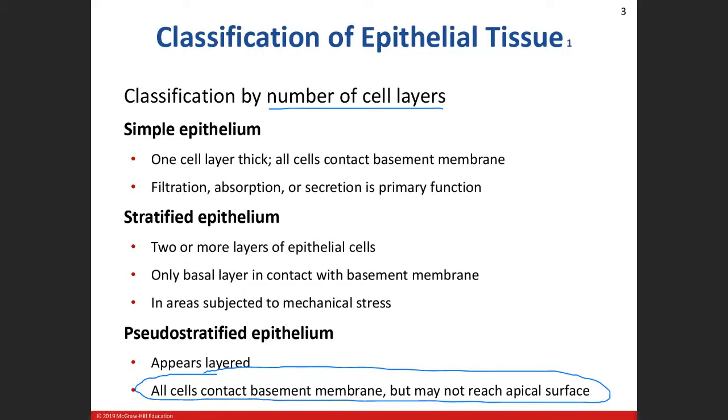All cells contact the basement membrane. They all do, but not all of them reach the apical surface. And now we know what the apical surface is. That's the top. So they all connect to the basement membrane. They all connect to the slab of our house, but they don't always make it up to the 10th floor. They do not reach the apical surface.